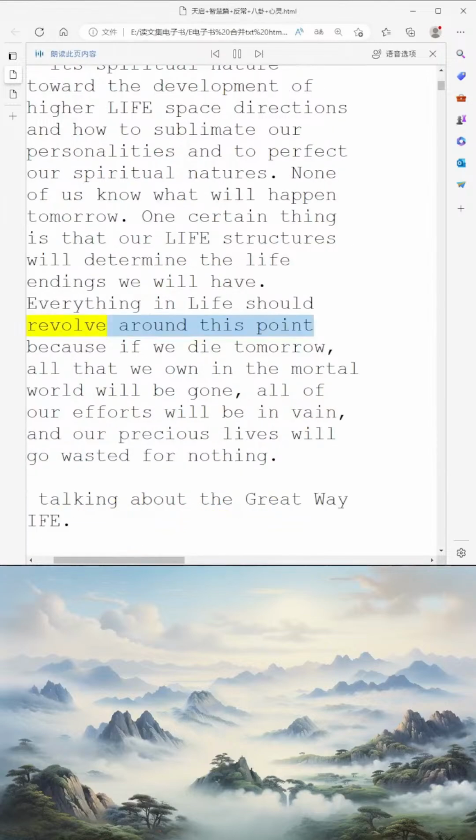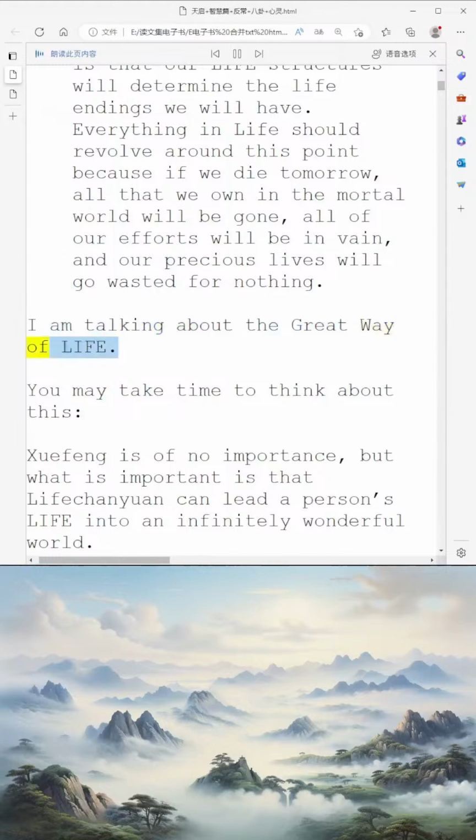Everything in life should revolve around this point, because if we die tomorrow, all that we own in the mortal world will be gone. All of our efforts will be in vain, and our precious lives will go wasted for nothing. I am talking about the great way of life. You may take time to think about this. Yefeng is of no importance, but what is important is that life at Chanyuan can lead a person's life into an infinitely wonderful world.